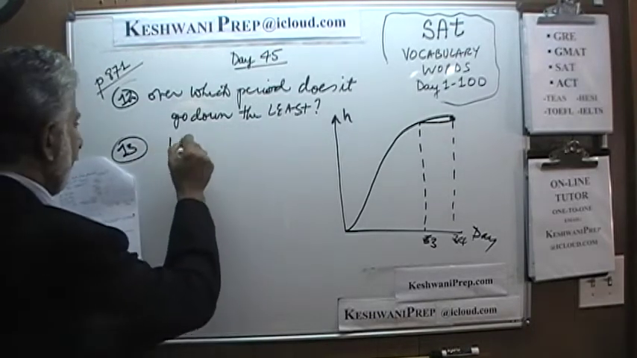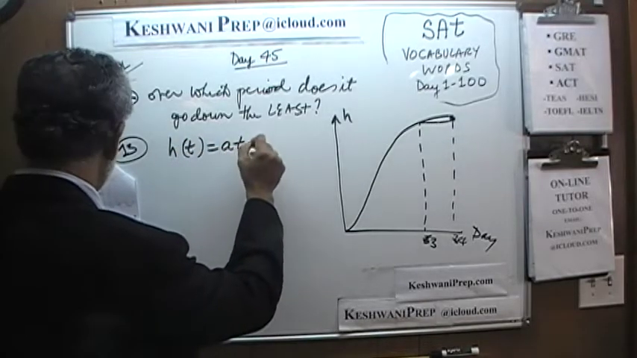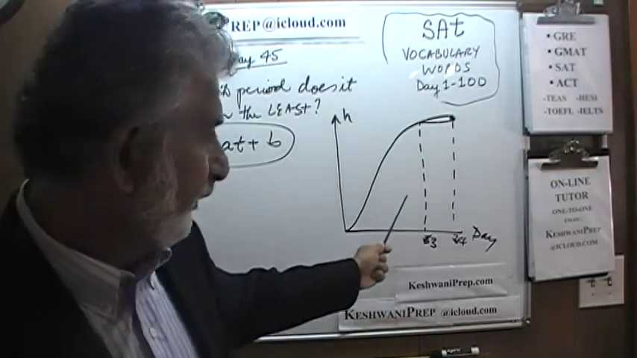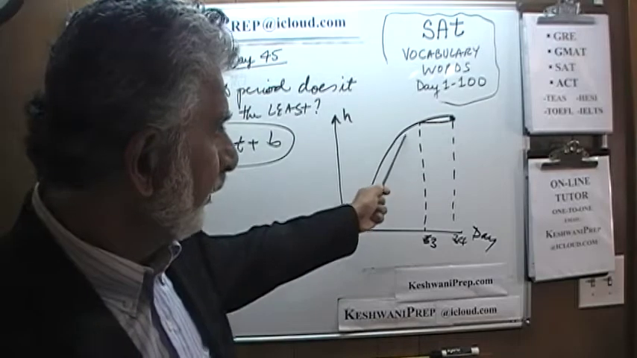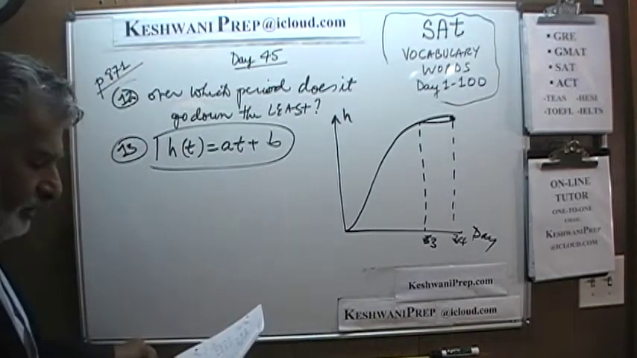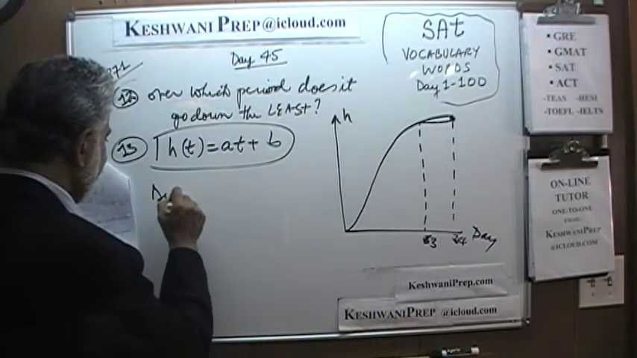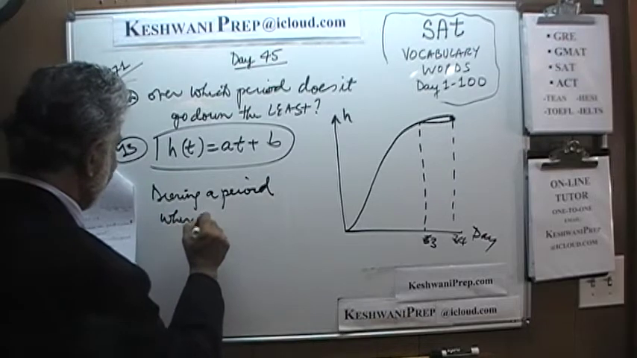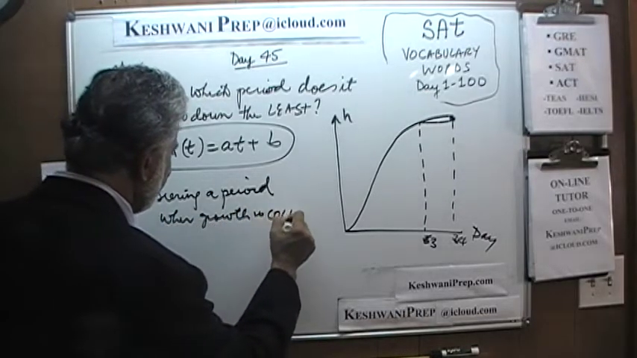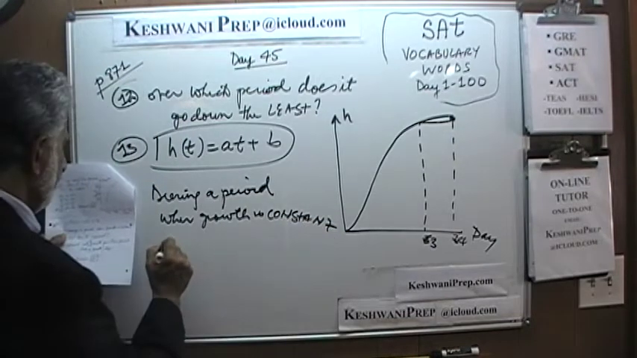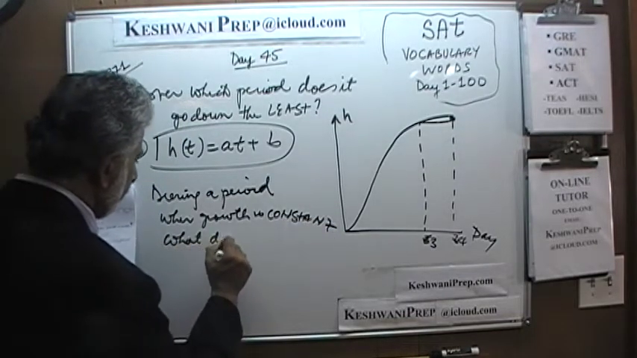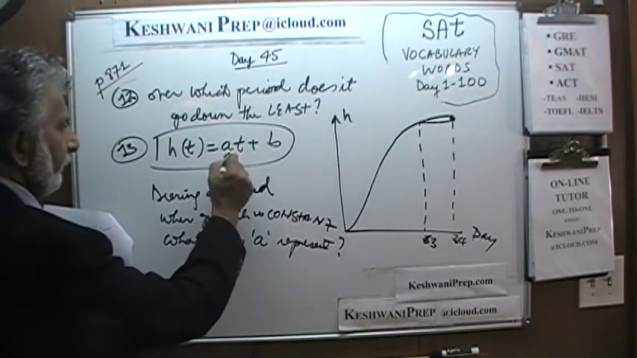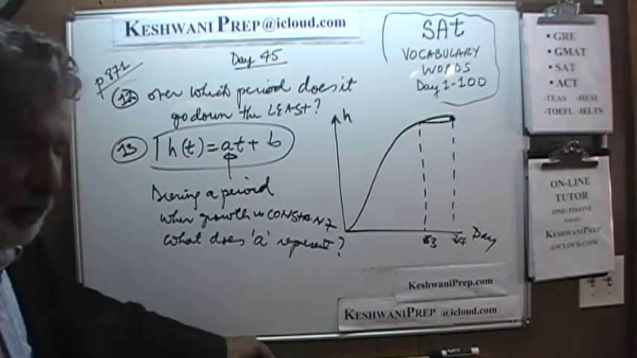Number 13, they're telling us that the function is... They tell us, as you can clearly see, this is not a linear function, this is not a linear graph. Obviously, the slope keeps changing at every point. This is clearly not linear. But they're telling us that during a period when growth is constant, what does A represent? This coefficient A, during the period when the growth is constant.